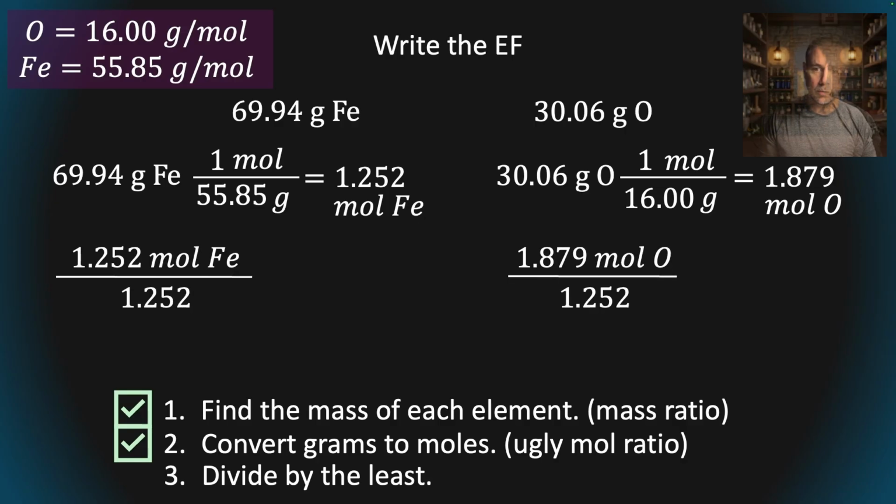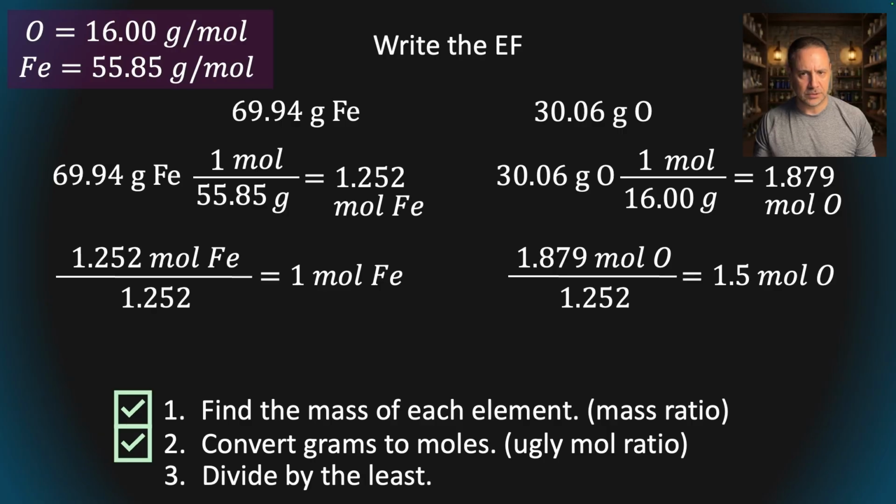And that will give me 1 mole of iron, and my calculator says 1.50079, which I'm going to write down as 1.5 moles of oxygen. It's pretty close. That does cover the last step in my process, but I can't use the 1.5 in the chemical formula. I also don't want to round the 1.5 to 2 either. The mole ratio is in fact 1 to 1.5.